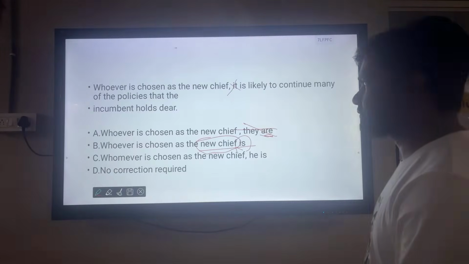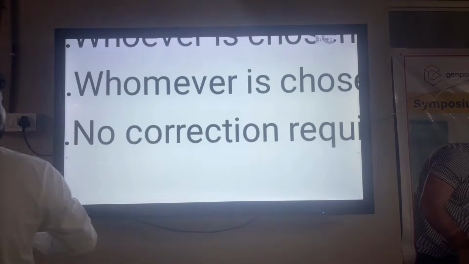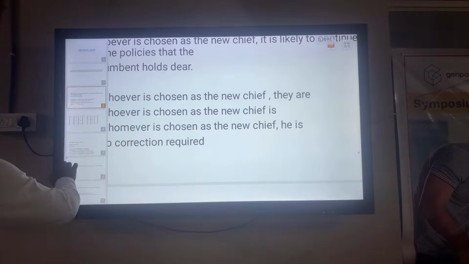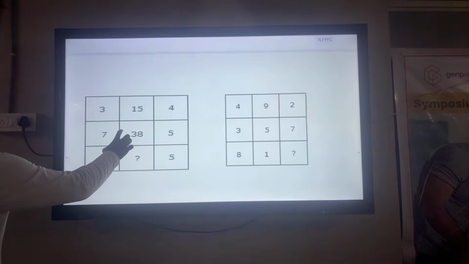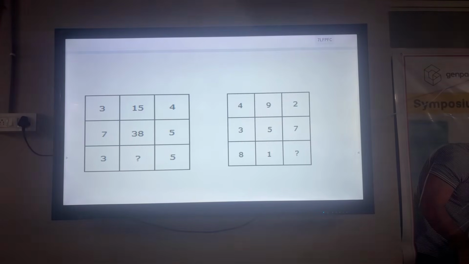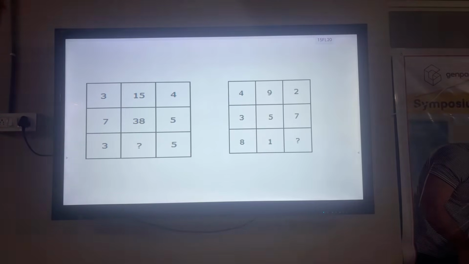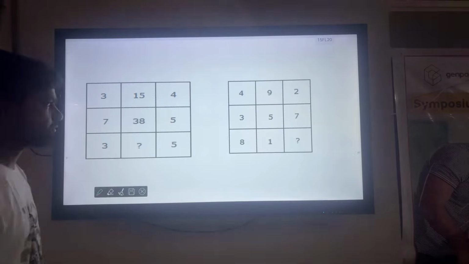Ready? Next one. Next one, please. Answer for this question. This is related to, we have two numerical values here. Can you please comment? Tell me the answers quickly, please. Answer for the first and second puzzle.